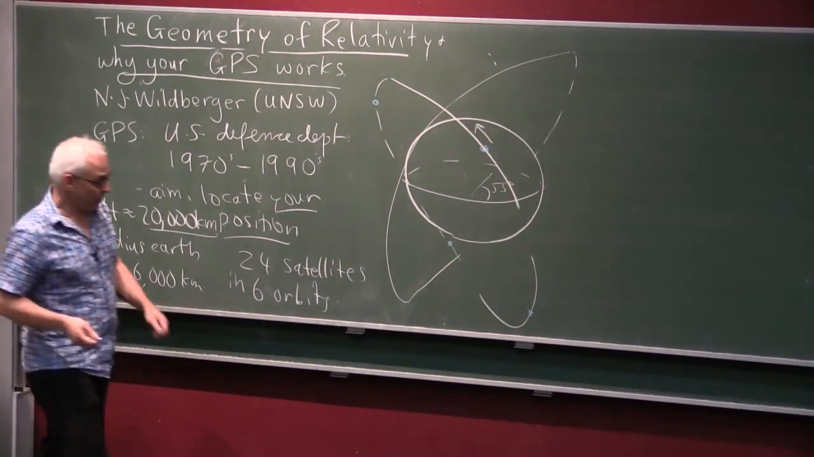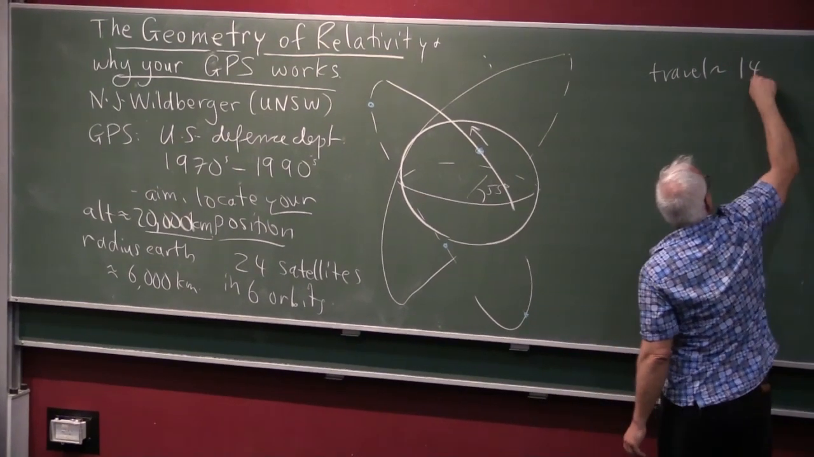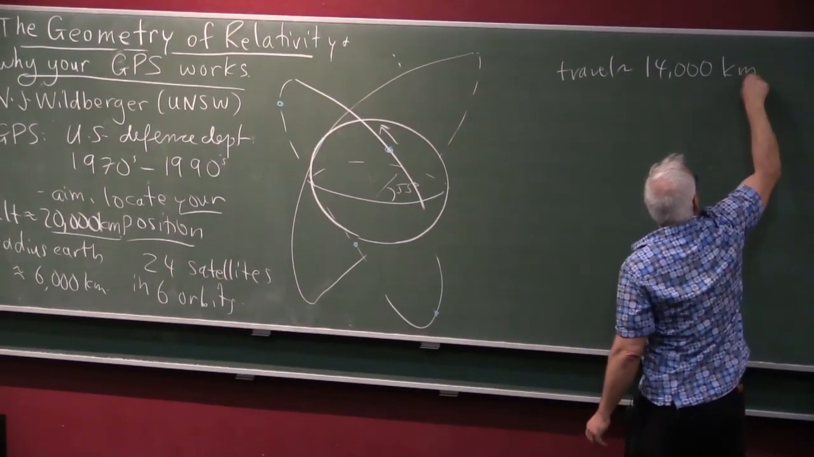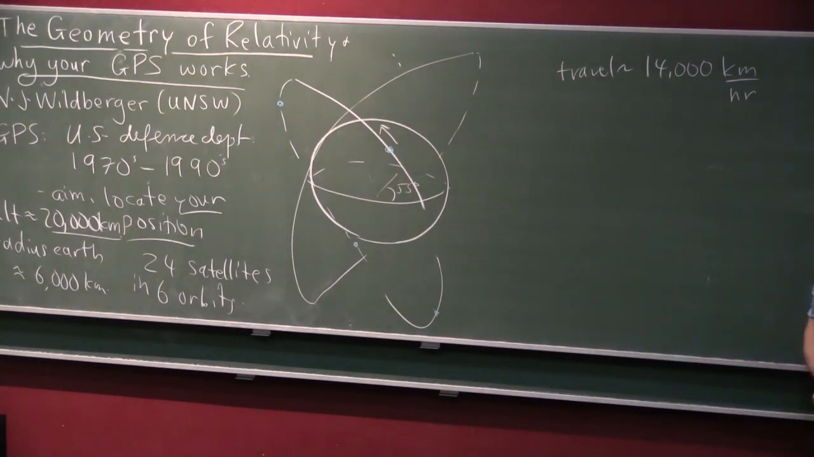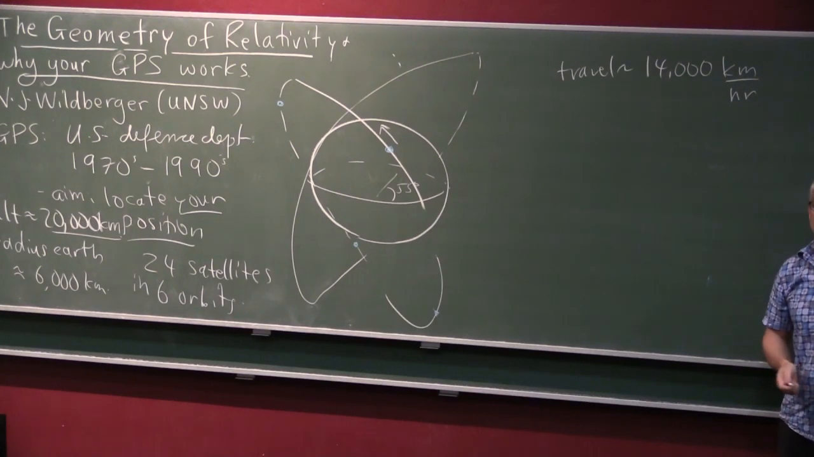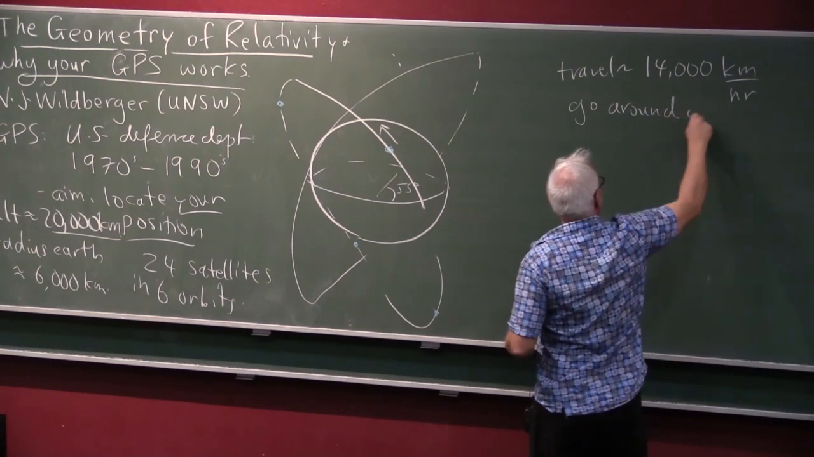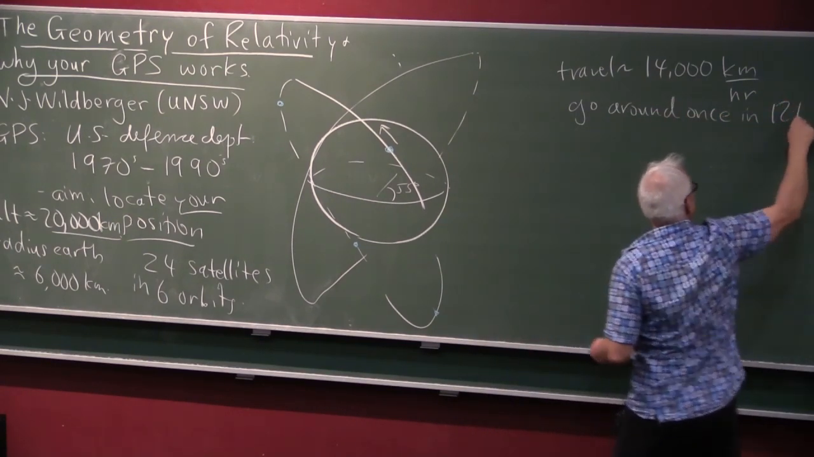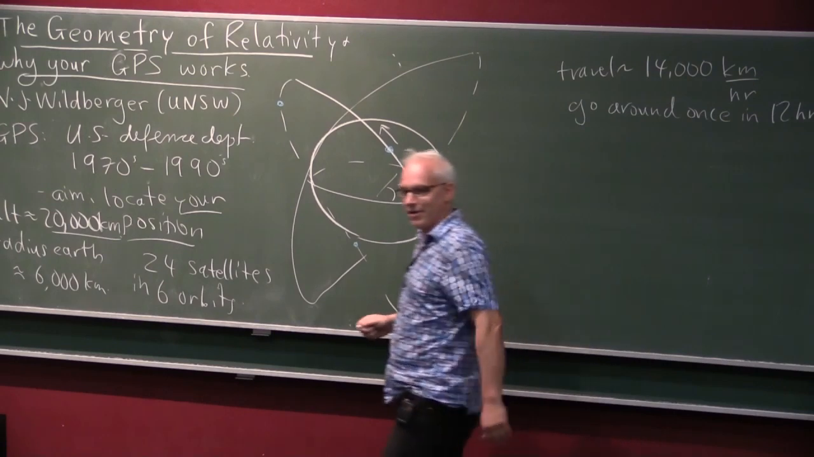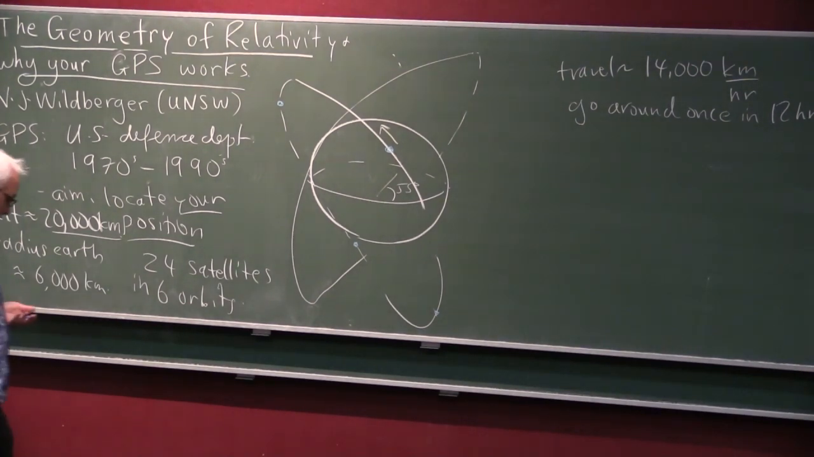And how fast do they go? Well, they travel around 14,000 kilometers per hour. And that means that they make one circumnavigation every 12 hours. They go around once in 12 hours. Contrary to some public perception that they're actually in geosynchronous orbit. No, they're actually moving around. So 12 hours afterwards, they're in the same position they are.